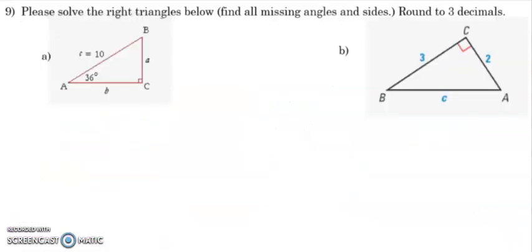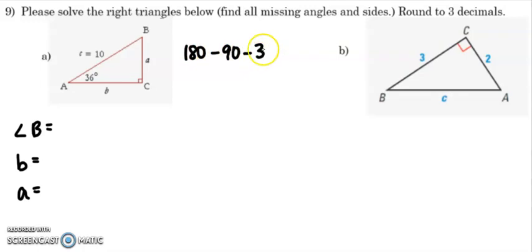All right, now we're moving into trig, starting with unit 3. So solve the right triangles below. That is, find all missing angles and sides. Well, I need angle B, I need side B, and I need side A. Angle B is going to be pretty straightforward to find because you can just subtract from 180. So 180 minus the 90 in the right angle minus the 36 will be equal to angle B. So angle B ends up being 54 degrees.